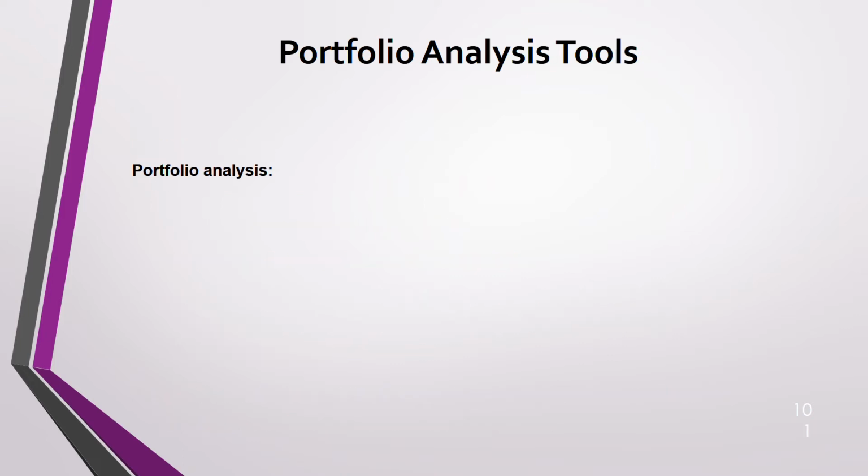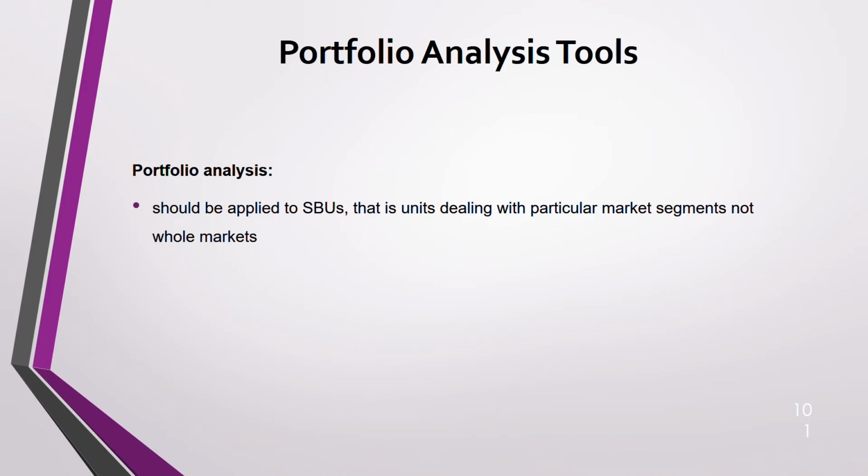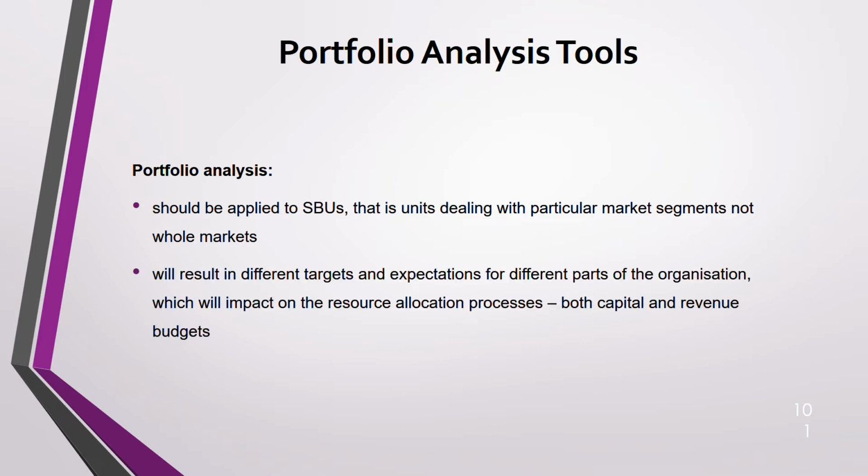Now, this is the model that we are going to do. The first model under portfolio analysis is the BCG matrix. Before you apply it, you should know that this should be applied to SBUs, that is strategic business units. That means units that deal in a particular segment, not the whole market. You cannot say the whole market is performing badly. No, only for a particular segment. And it will result in different targets and expectations for different parts of the organization.